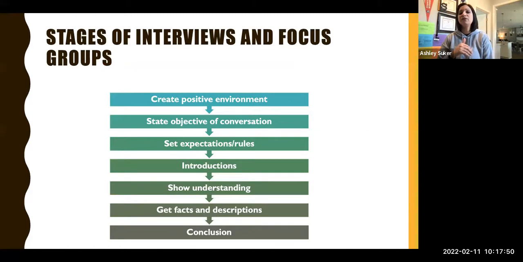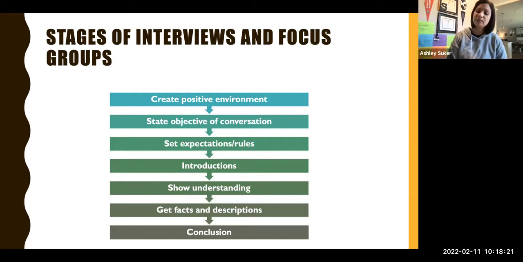So the stages of interviews and focus groups, again, these are very similar to each other. It primarily deals with the number of people being talked to at one time. So number one is you need to create a positive environment. You need to hold your focus group in a location where people feel comfortable enough to talk. And given that it's 2022, that location may actually be Zoom. Then you need to state the objective of the conversation. So why are you conducting this focus group or interview?